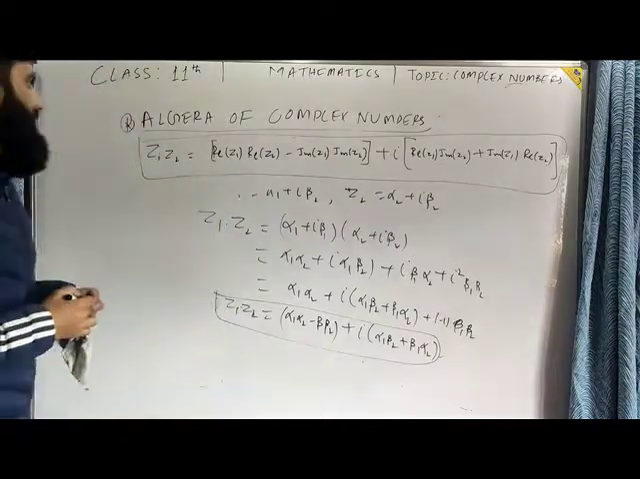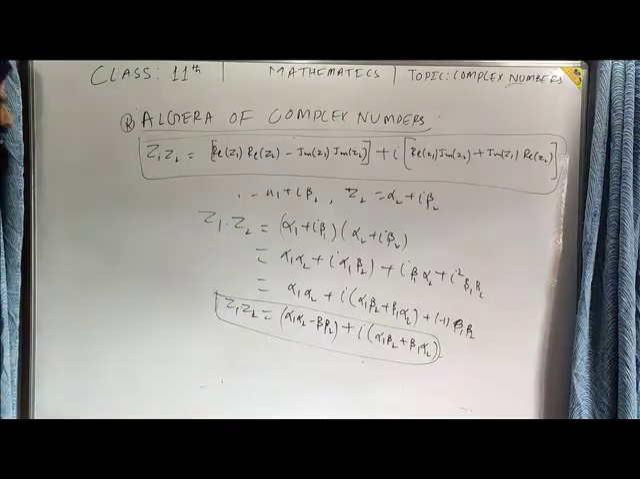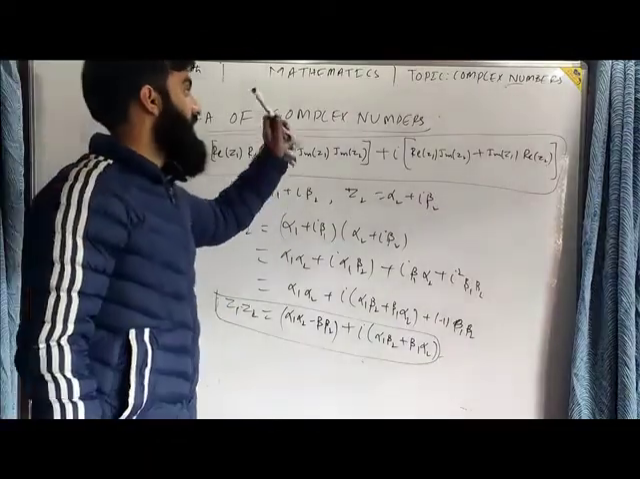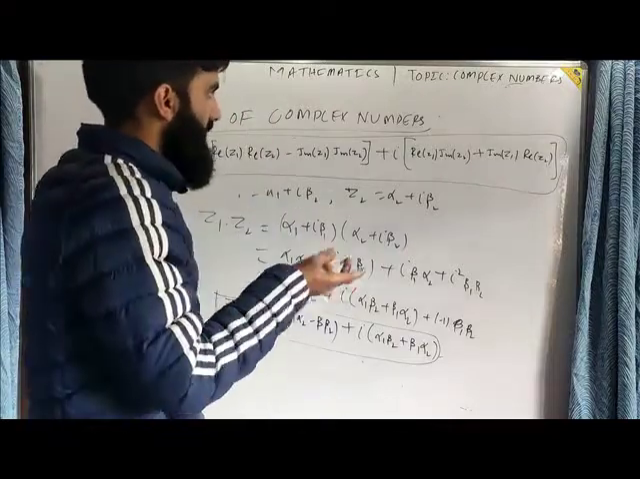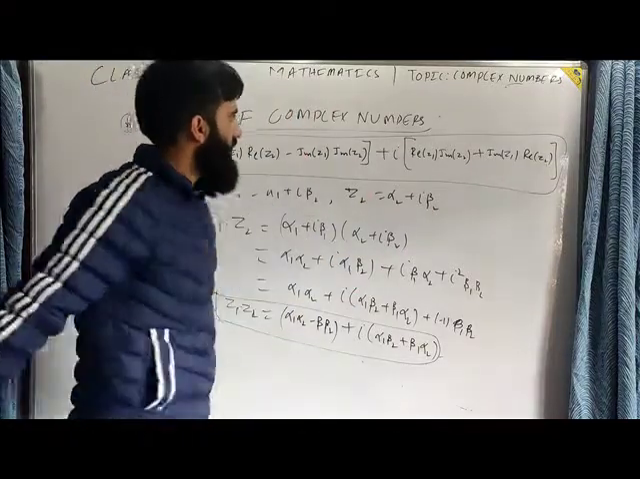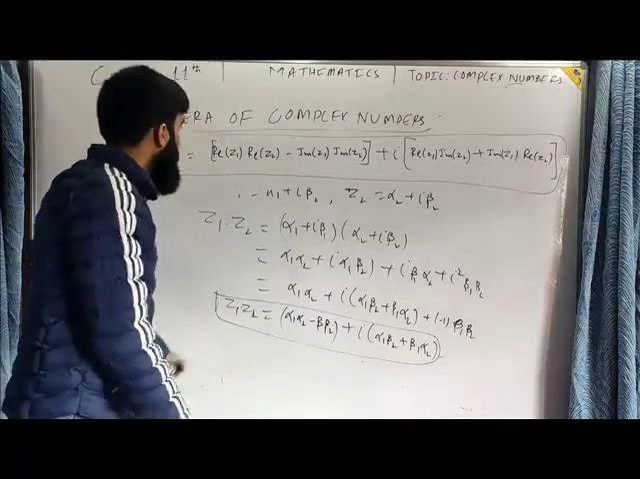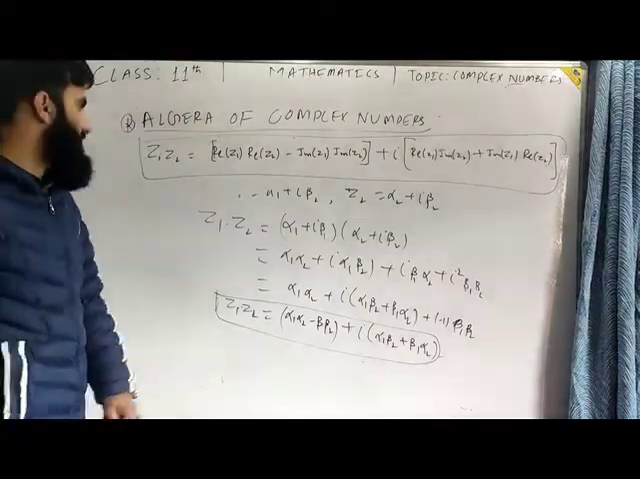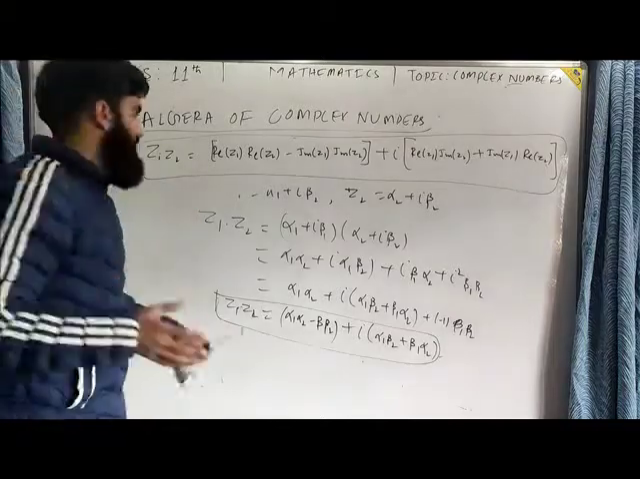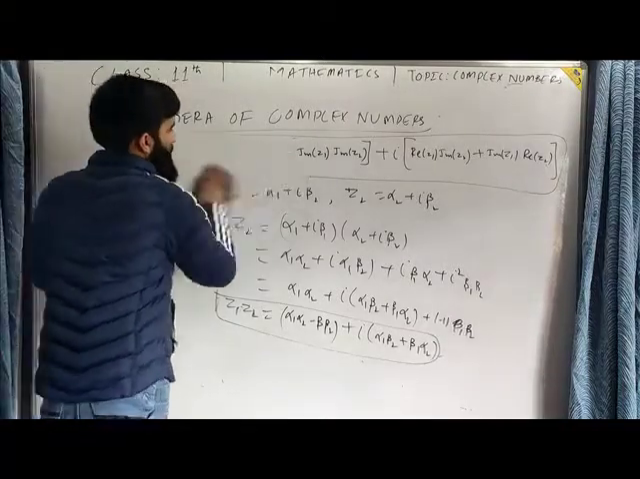In generalization you can have: the real part of the first times the real part of the second, minus the imaginary part of the first times the imaginary part of the second, plus the real part of the first times the imaginary part of the second, plus the imaginary part of the first times the real part of the second. So this is the multiplication of complex numbers. Likewise, let us take the properties of multiplication of complex numbers.